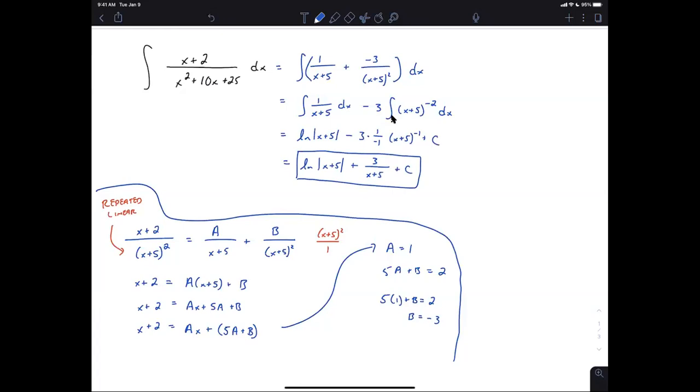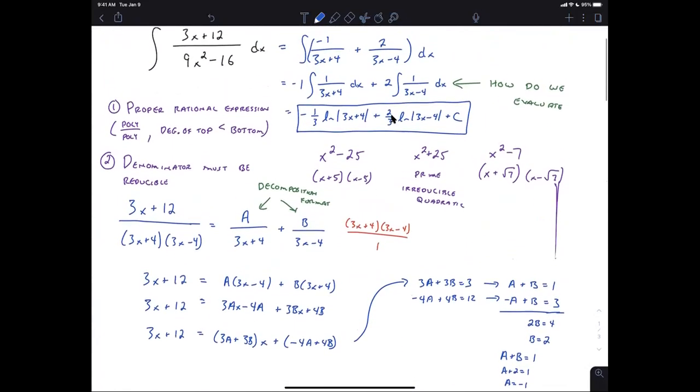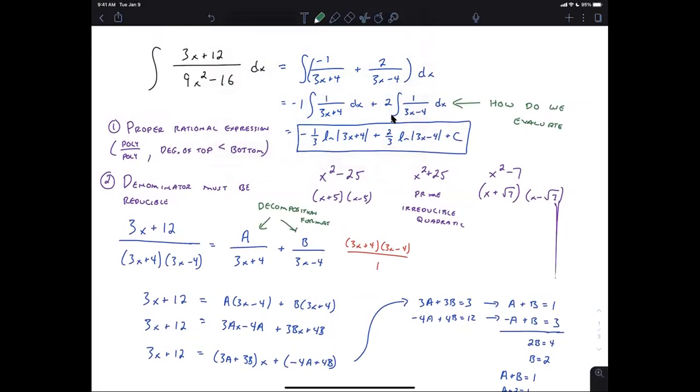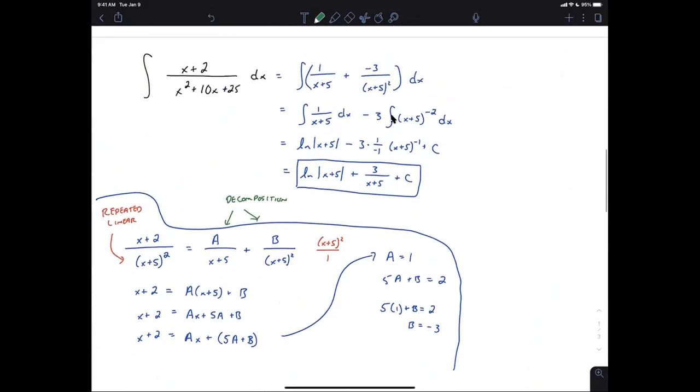Pretty good. Okay. So now, like we said a few minutes ago, there are a few different things that can happen. And so it's like, how do we evaluate, and then what's the decomposition format? So down here, the format of the decomposition is a little different from what it was before. And then the way we evaluate the integrals, the first one was the same because it was log, but the second one was different. It was power rule. Does that make sense?